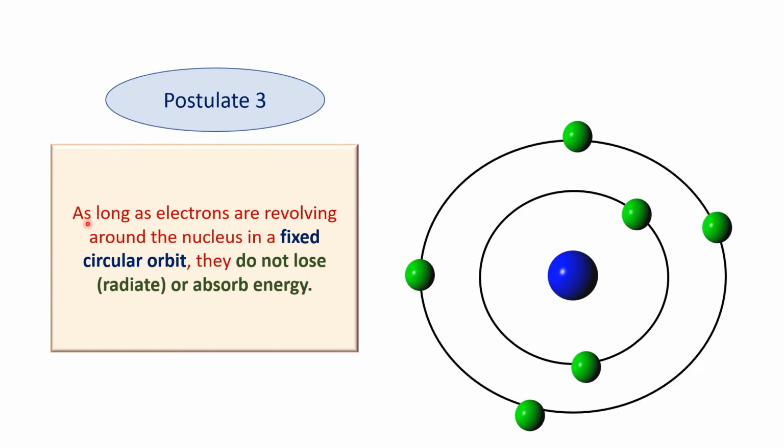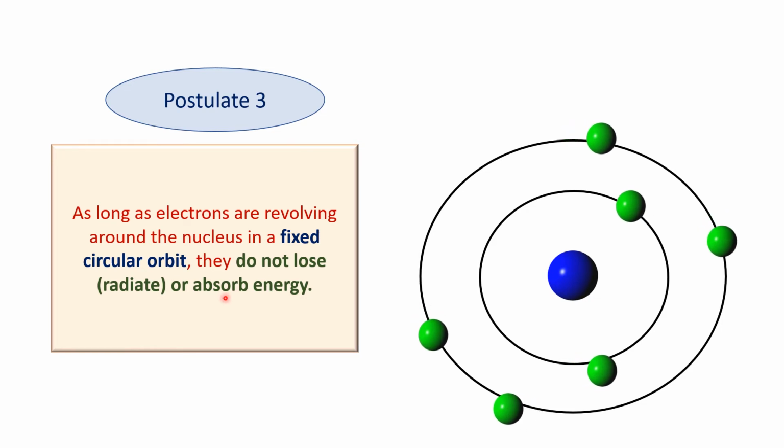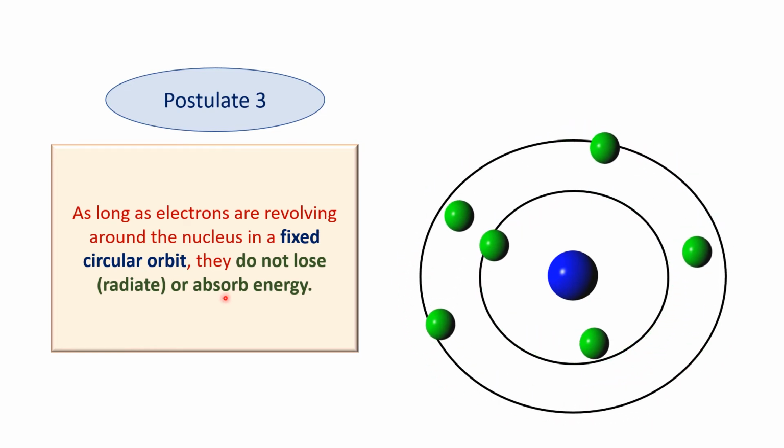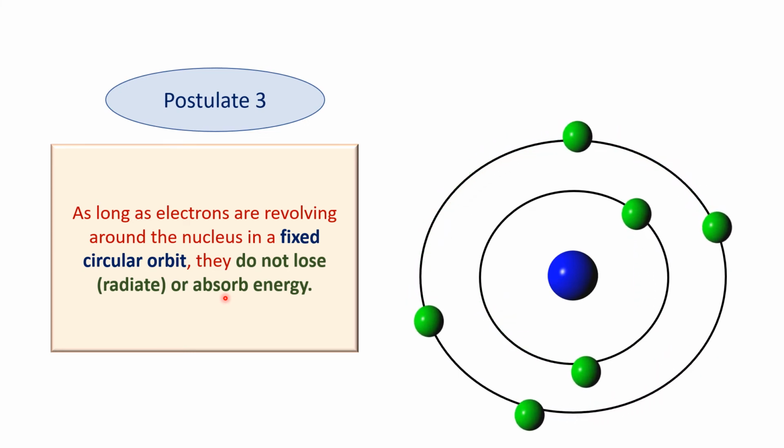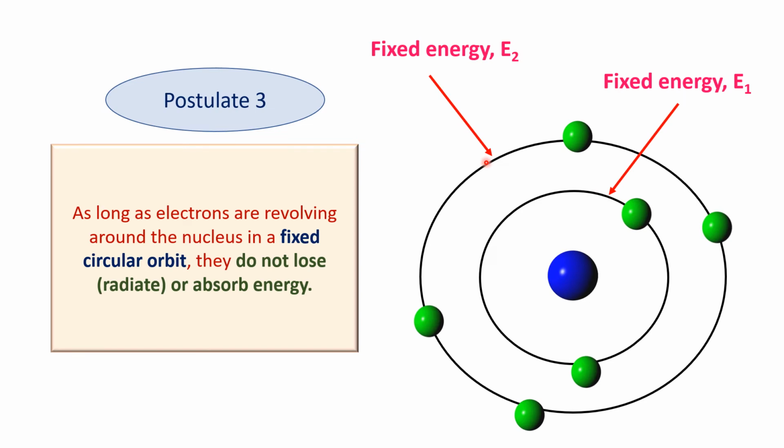Postulate 3 is that as long as the electrons are revolving around the nucleus in a fixed circular path, they do not lose or absorb energy, which means that the energy of the electron in each shell is fixed. Here it is represented by E1, which is fixed for the first shell, and E2 is the energy for the second shell, which is also a fixed value.